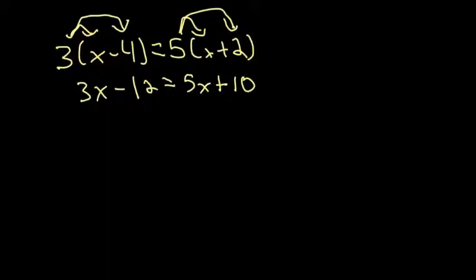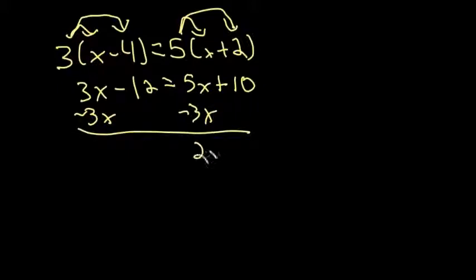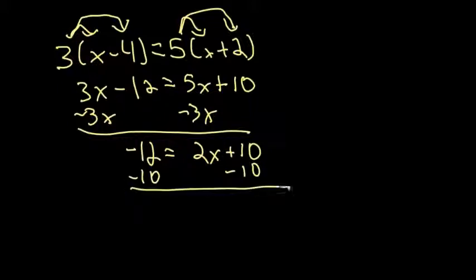So first consider my variables. I can do 3 minus 5 or 5 minus 3. The one that's going to give me a positive is subtracting the 3x. So 5 minus 3 is 2x. So I got negative 12 equals 2x plus 10. So now I'm going to subtract the 10 from both sides. So negative 12 minus 10 is going to give me negative 22 equals 2x. Then divide by 2. And x equals negative 11.